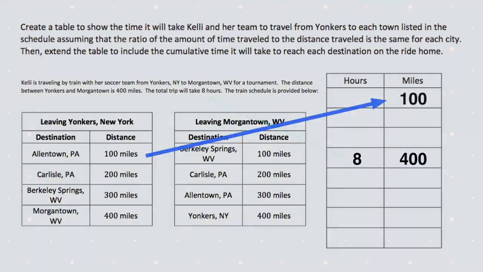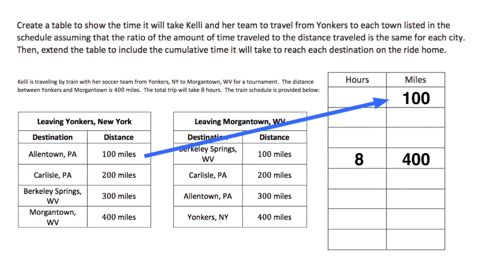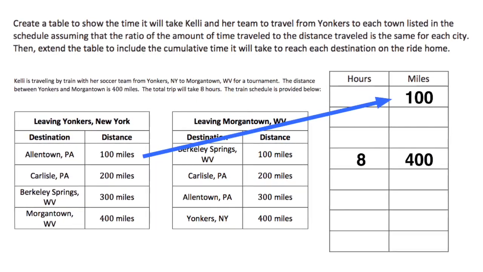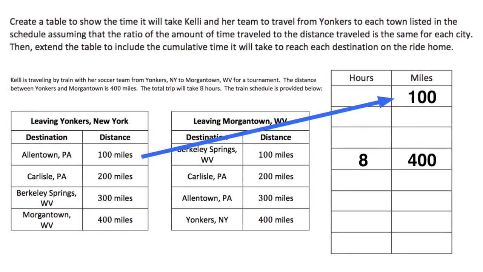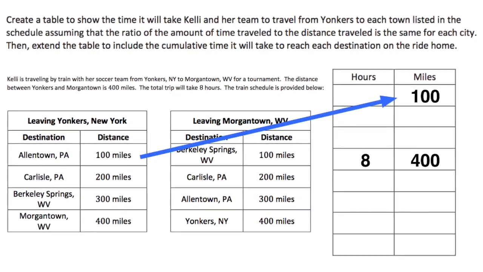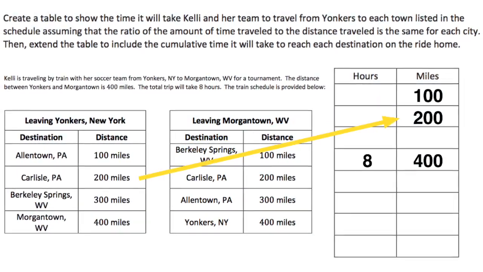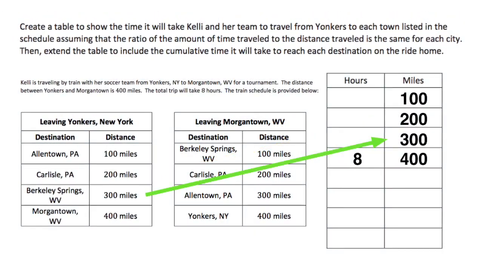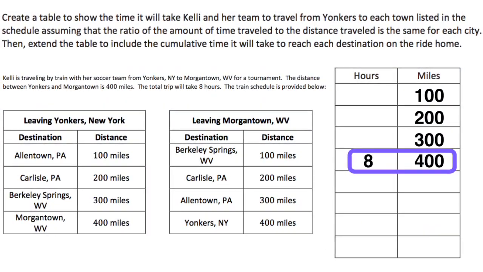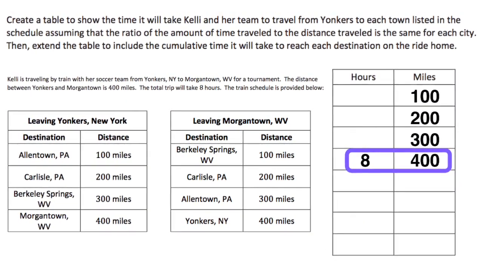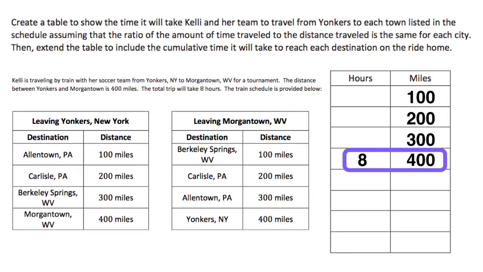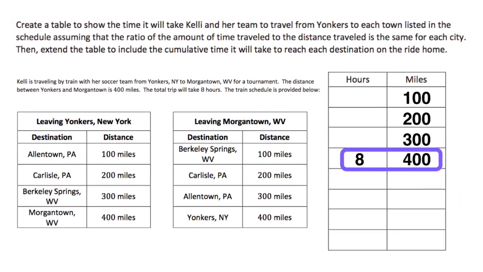The last bit of information we know is how far it is to each of these towns, Allentown, Caroline, Berkeley Springs, and so forth, from Yonkers. So we can put Allentown, 100 miles, the next town at 200 miles, the next at 300, until finally we reach our 400. Notice that we have two values. This means we can determine the ratio from this one set of values.